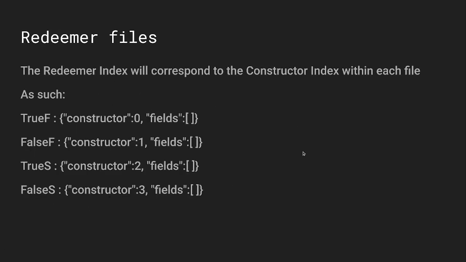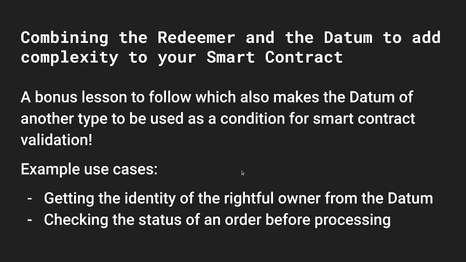As for the redeemer files, there will be 4 redeemer files, and they're all almost similar. They're only differentiated by the constructor index. Remember the index which I mentioned in the creation of the data type? True first will have index 0, false first will have index 1, true second index 2, and false second index 3. That's the only difference between those four files: the value of this digit here, which is the constructor index.